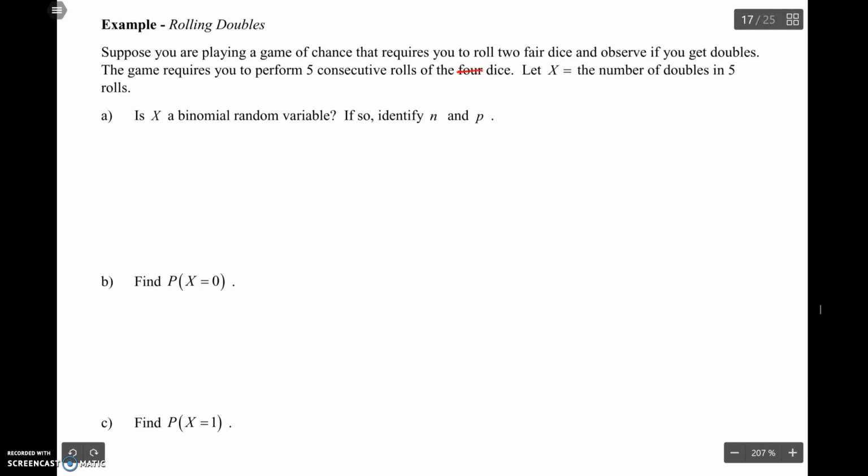I think it's supposed to be 2 dice, right? You're going to perform 5 consecutive rolls of the 2 dice. You got 2 fair die. You want to see what the probability is you get doubles. Let x equal the number of doubles in the 5 rolls.